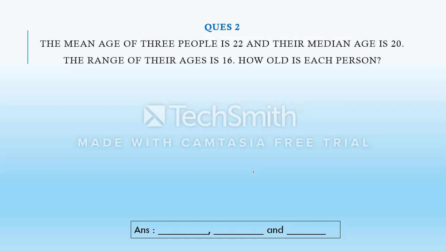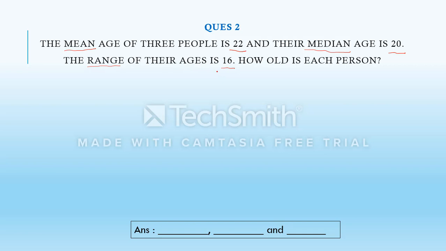Let us look at another question. Here we have the mean age of 3 people is 22 and their median age is 20. The range of their ages is 16. So basically we have three values. We have the mean as 22. We have median as 20. We also have range as 60.